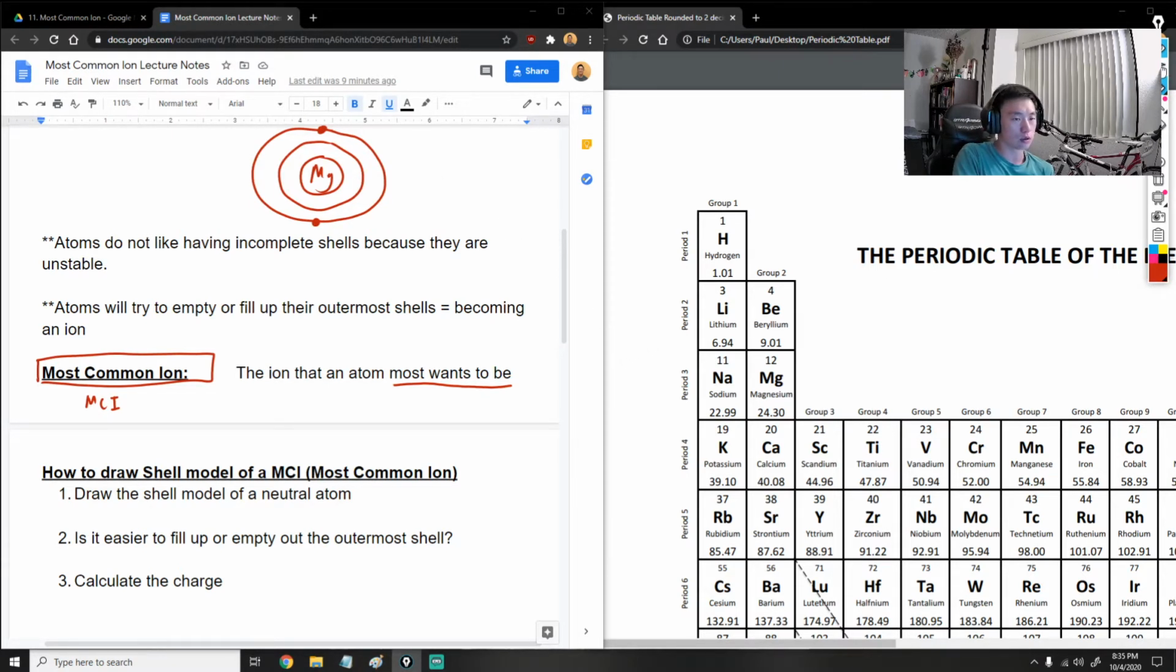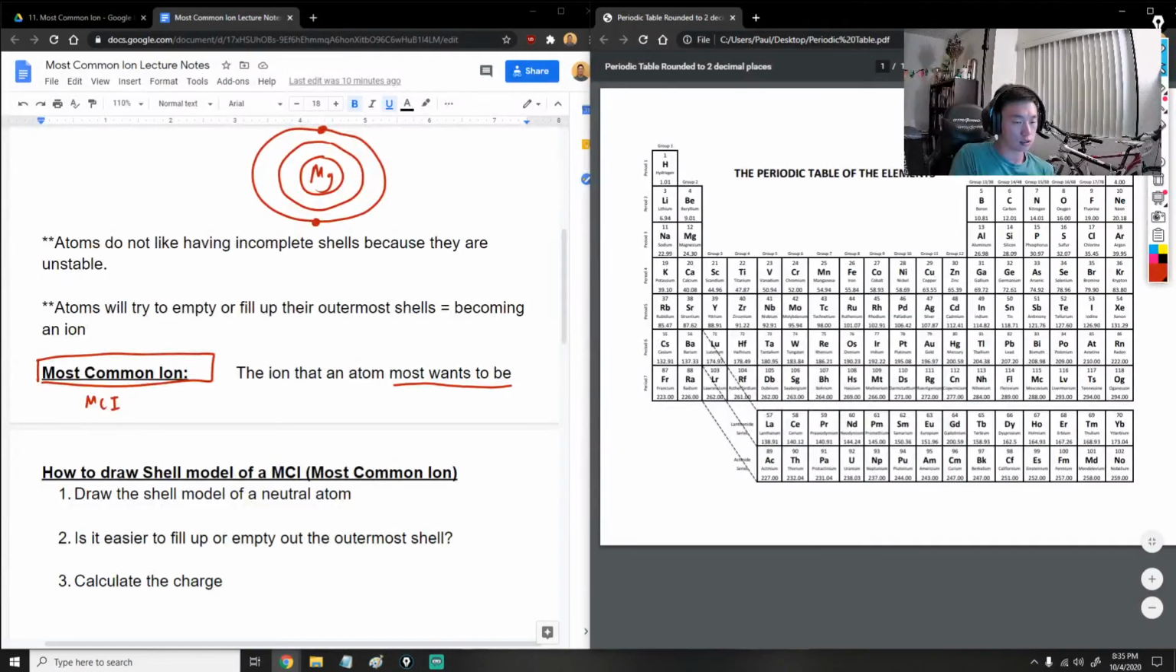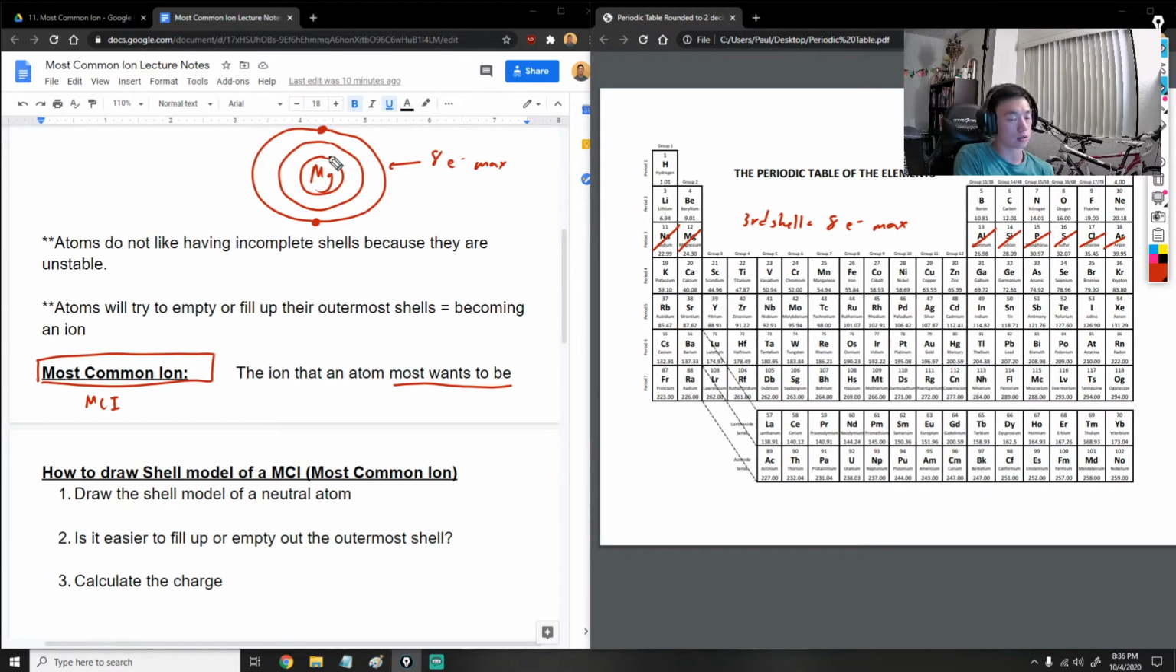But we know from the periodic table that the third shell can hold 8 electrons because there's 1, 2, 3, 4, 5, 6, 7, 8, right? There's 8 boxes. That means that the third shell can hold 8 electrons max. But if you notice, it only has 2. Since there's only 2, that means this outside shell is unstable because it's incomplete.